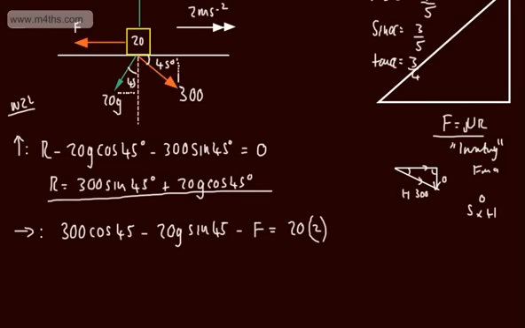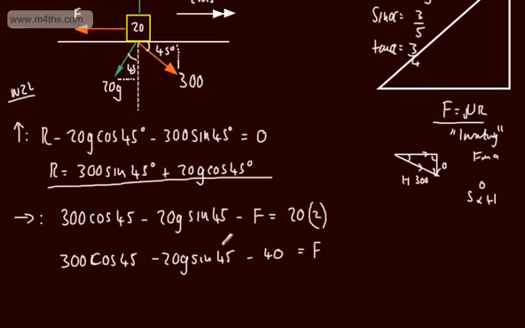Okay, let's go ahead and look at this right here. So what we've got then is the following. Let's do a bit of rearranging. Let's make F the subject. So on the right hand side we're going to have F, and that's going to be now 300 cos of 45, minus 20g sine of 45, minus now 40. That's this right here, and that's going to be equal to the frictional force.